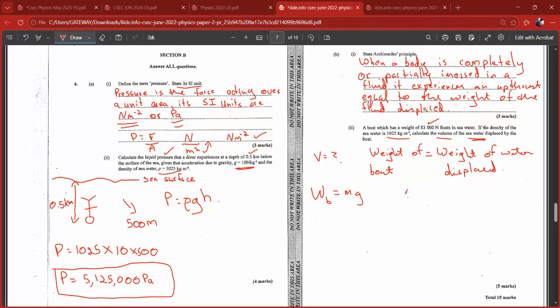But what is mass? Well, we know that density relates to mass and volume. Density is mass over volume. So we can write density as density over 1 and cross multiply, making mass the subject. So you have mass is equal to density times volume. So now you're going to replace mass here with density by volume. So you're going to get the weight of the boat to be equal to the density by volume by gravity. So we can make V the subject of the formula. That will be equal to the weight of the boat divided by density by gravity.